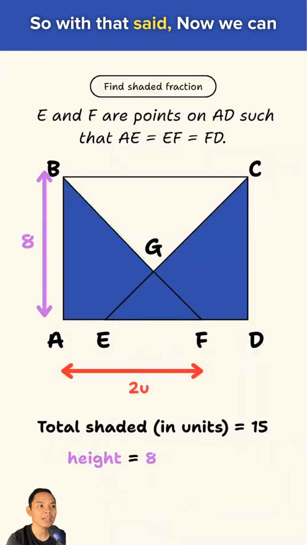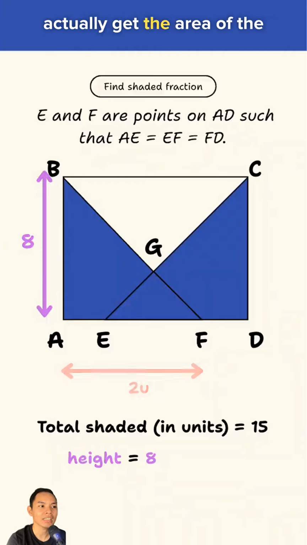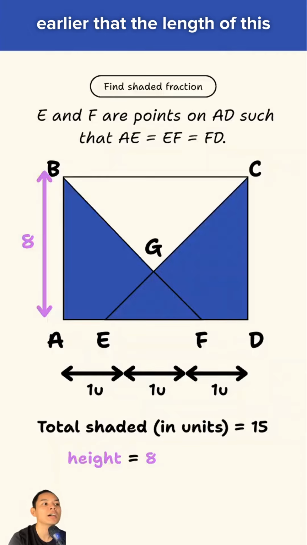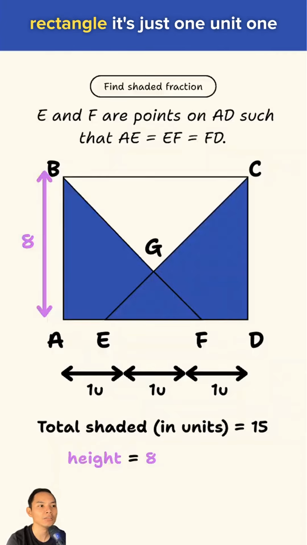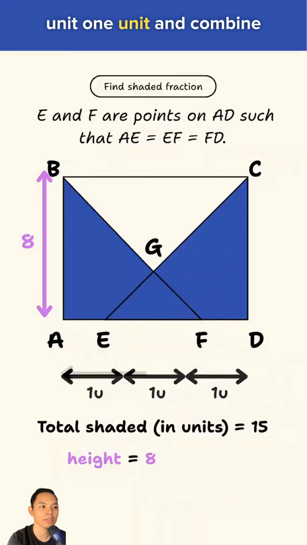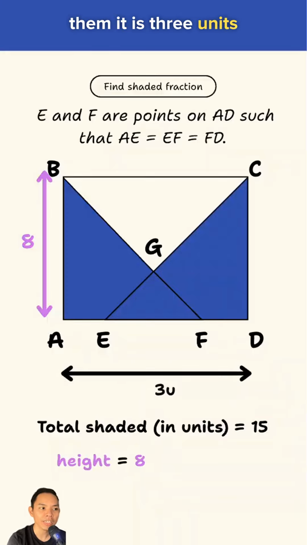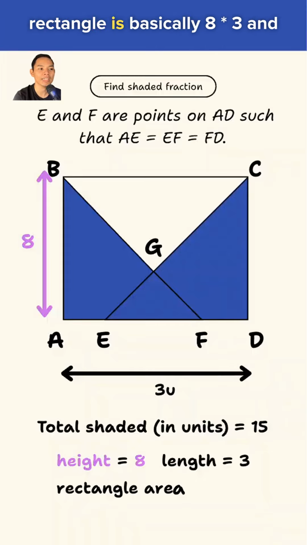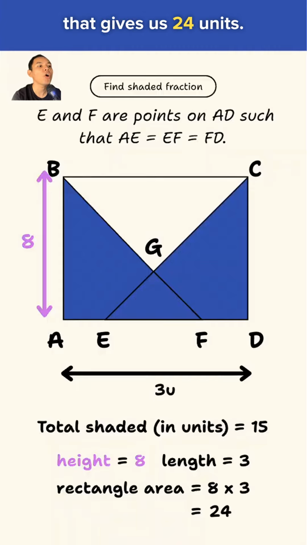With that said, now we can actually get the area of the rectangle. Earlier we know that the length of this rectangle is 1 unit, 1 unit, 1 unit, and combined, it is 3 units. So the length of this rectangle is 3 units. The area of the rectangle is basically 8 times 3, and that gives us 24 units.